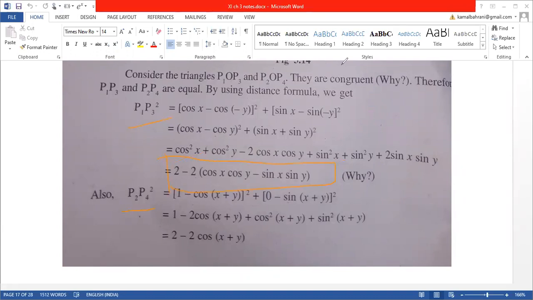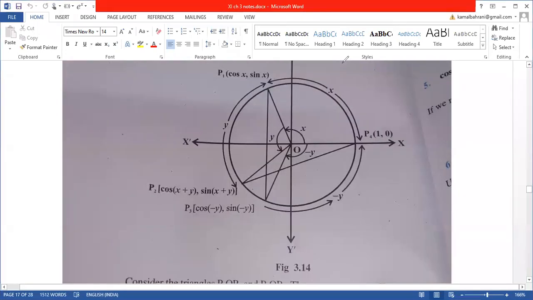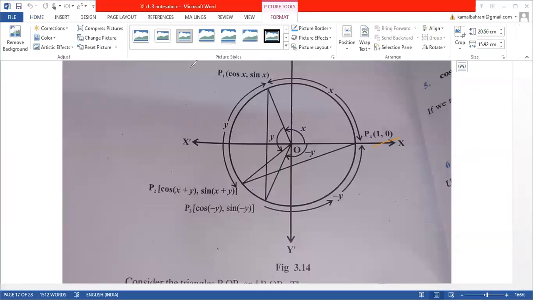Same way, we can get the value of P2P4 whole square. What will be P2P4 whole square? Just see the figure again. P4 is having the coordinates 1, 0, and P2 is having the coordinates cos of x plus y, sin of x plus y. So remember this. Now move. How can we calculate?